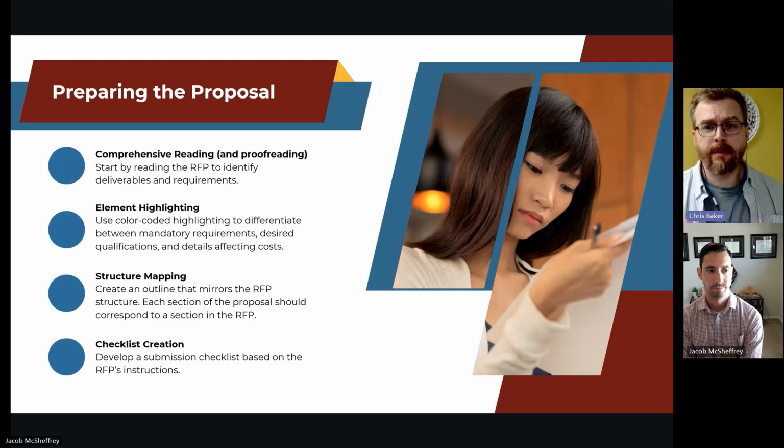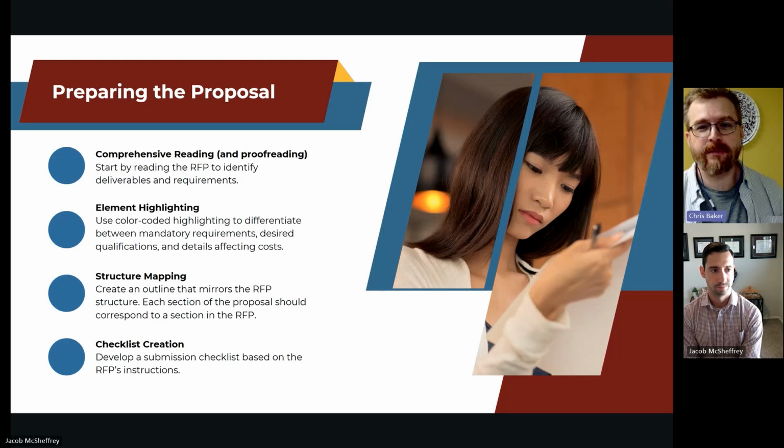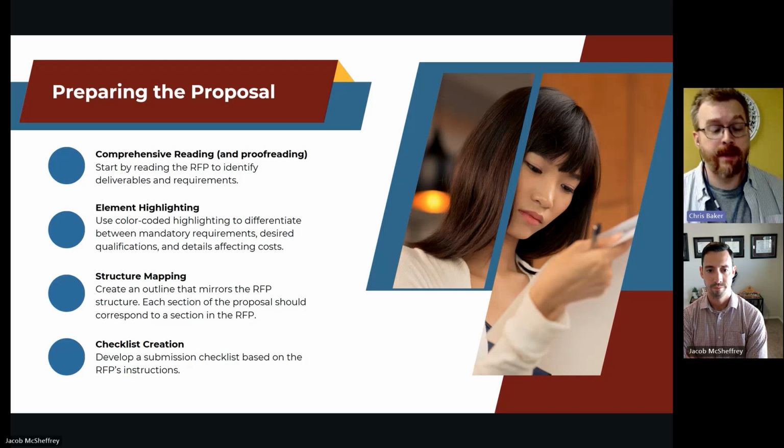So let's talk more about preparing the actual proposal. Comprehensive reading and proofreading. We mentioned that a lot in this presentation and can't stress it enough. Read the RFP and all the documents, identify the deliverables, the requirements, and anything else extra that could be required to be submitted along with your response. A lot of times there's different documents and statements that you need to sign or initial to have it be a complete response. And if you have a great proposal that you submit and you didn't submit a legal document you're supposed to sign, you might be out of the running at that point. But here are some tips on reading through the RFP itself.